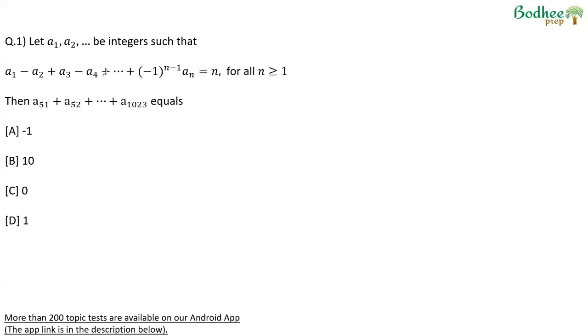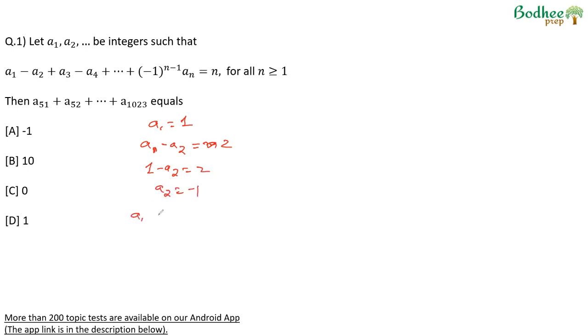a1 minus a2 plus a3 minus a4, up till minus 1 raised to power n minus 1 an, is n. Therefore, a1 is nothing but n, which is 1. a1 minus a2: now here n becomes 2, so this is 2. But we know that a1 is 1. Therefore, 1 minus a2 is equal to 2, which means a2 becomes 2 minus 1 with a negative sign, minus 1.